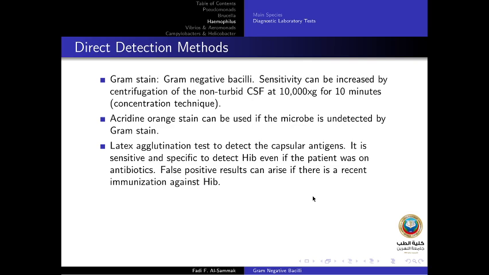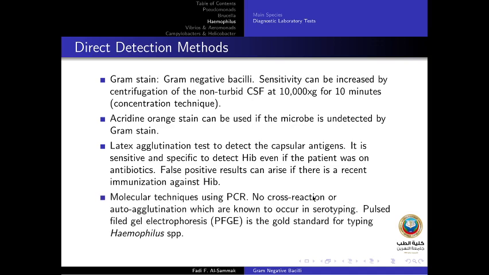Okay. There is also the latex agglutination test to detect the capsular antigen, and we said that H. influenzae type B is the most common pathogen. It is sensitive and specific to detect H. influenzae B, even if the patient was on antibiotics, which is very helpful. False positive results can arise if there is a recent immunization against H. influenzae type B. Now, there are also the molecular techniques using PCR.